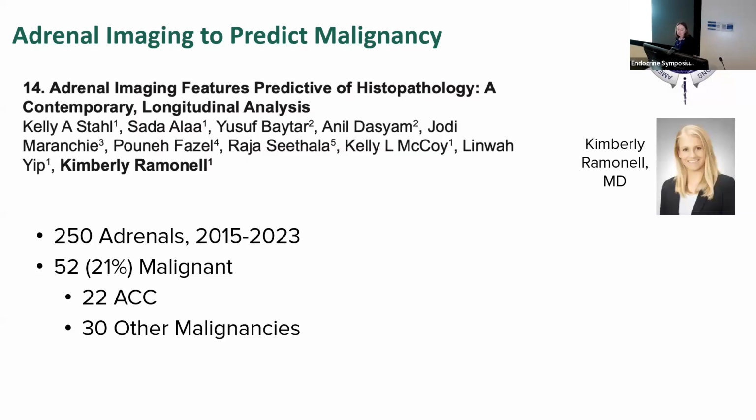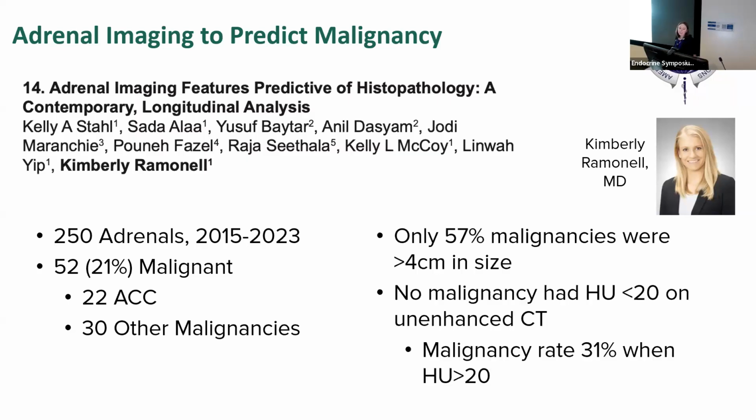They had 250 patients that had an adrenalectomy. In that series, 21% were malignant, though I will point out that 30 of those malignancies were something other than adrenocortical carcinoma. So most of those were small. Only 57% were more than 4 centimeters in size. And when they used a cutoff of 20 on their Hounsfield units, then they never found malignancy in a patient with a Hounsfield unit less than 20.